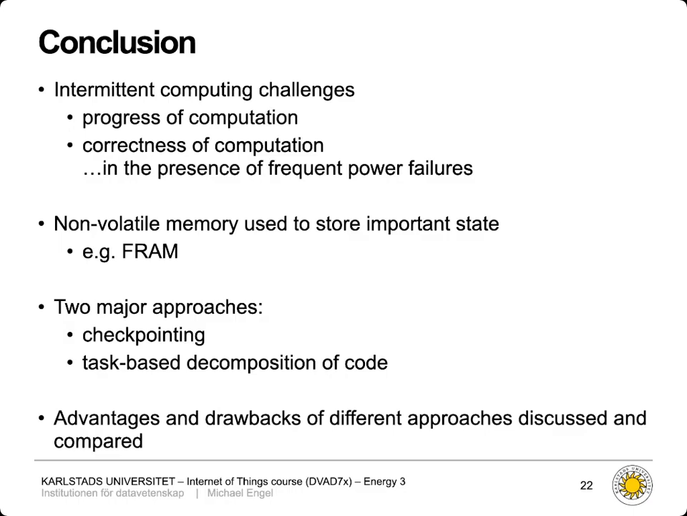This concludes our discussion of energy in the IoT. As always, we're only scraping the surface on some of the topics, and we want to give you an overview. In this lecture, we talked about intermittent computing, the challenges behind it, and how we can ensure progress and correctness of computation in the presence of frequent power failures and restarts. We've seen a bit about non-volatile memory that we can use to store all the important state across power failures, and we've seen two major approaches, checkpointing and the task-based decomposition of code, and subsequent optimizations and iterations on this in different research projects. Then we discussed the advantages and drawbacks of these different approaches and compared them. This concludes the technical contents of our course.